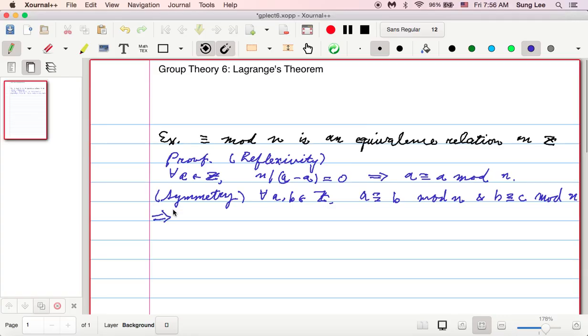now that implies, by definition, that n divides (b minus a), and I better use parentheses. Next one, n divides (c minus b), right? I'm just following the definition. So n divides b minus a and n divides c minus b.